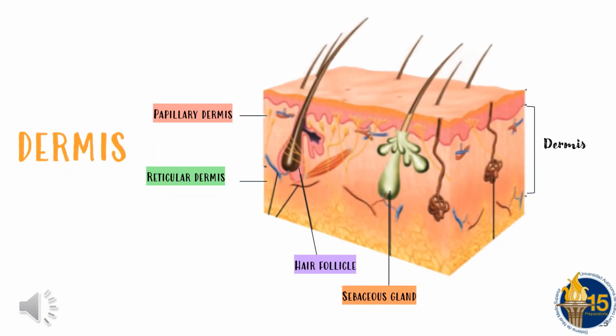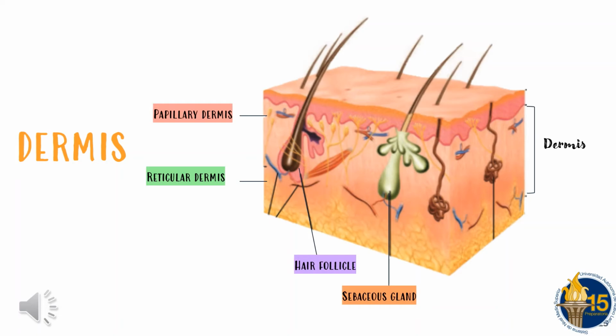Next layer of the skin is the dermis. It's below the epidermis. It's made of connective tissue and is divided into 2 types: papillary dermis, which has an abundant loose connective tissue and large number of blood cells, and the second one, reticular dermis, which consists of dense connective tissue and fewer blood vessels. In the dermis, we can find the pilosebaceous complex and the sweat glands.